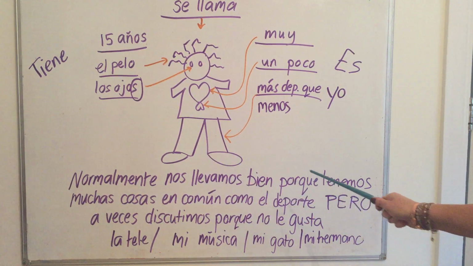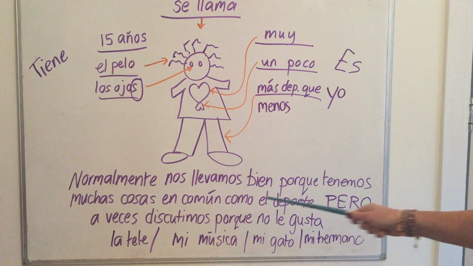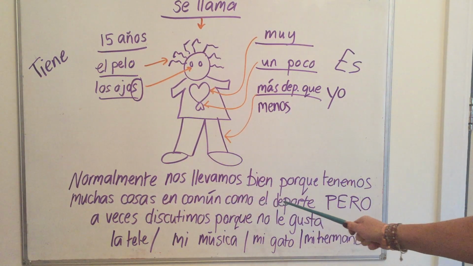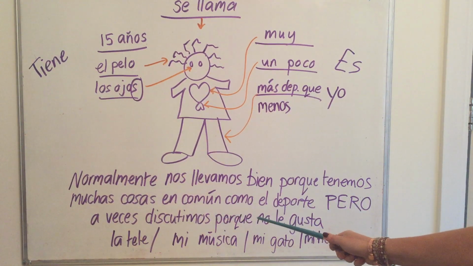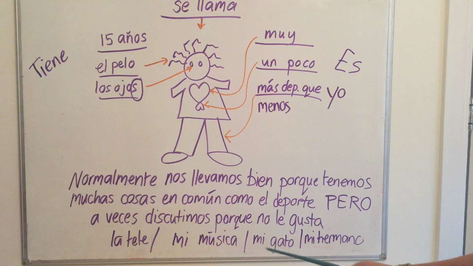Normalmente nos llevamos bien. We get on well. Porque tenemos muchas cosas en común, como el deporte. Pero a veces discutimos porque no le gusta mi música, porque no le gusta la tele, porque no le gusta mi gato, porque no le gusta mi hermano.